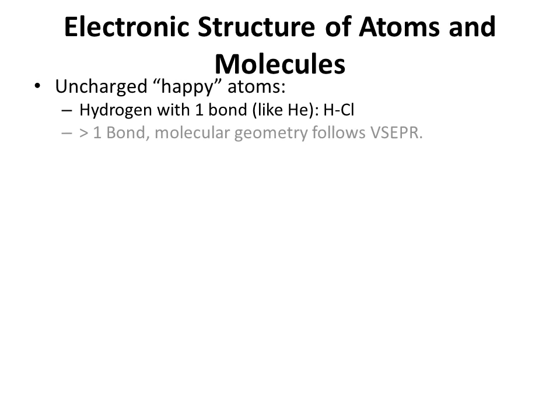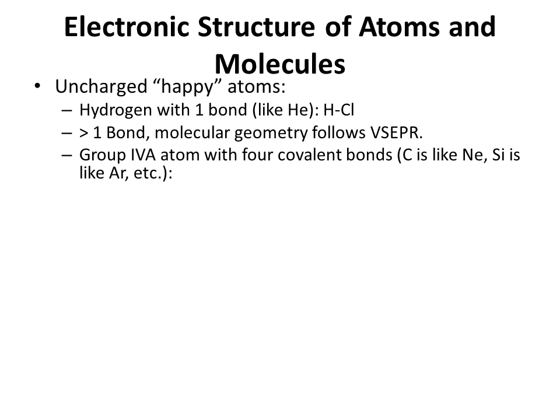If you have more than one bond, now we have to consider molecular geometry, so the shape of the molecule, which follows the valence shell electron pair repulsion model, or VSEPR, that you learned about in general chemistry. The group 4A atoms form 4 covalent bonds. For example, carbon, when it does that, will be like neon. Silicon will be like argon, etc.